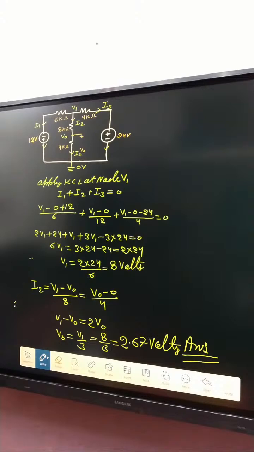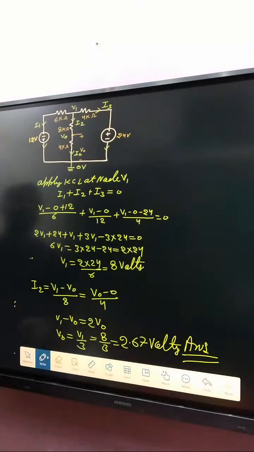Corresponding to that part, that question, 2.67 is the right answer. Now, if anyone phased out, then I will explain again. So listen very carefully.